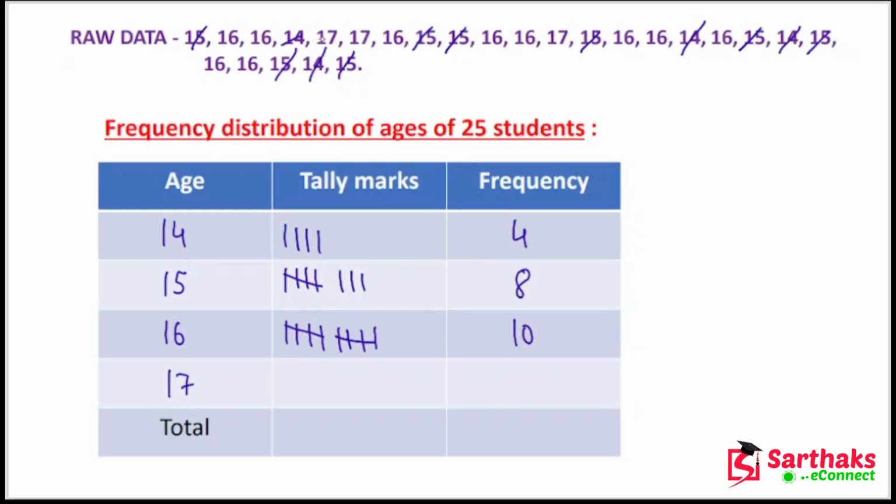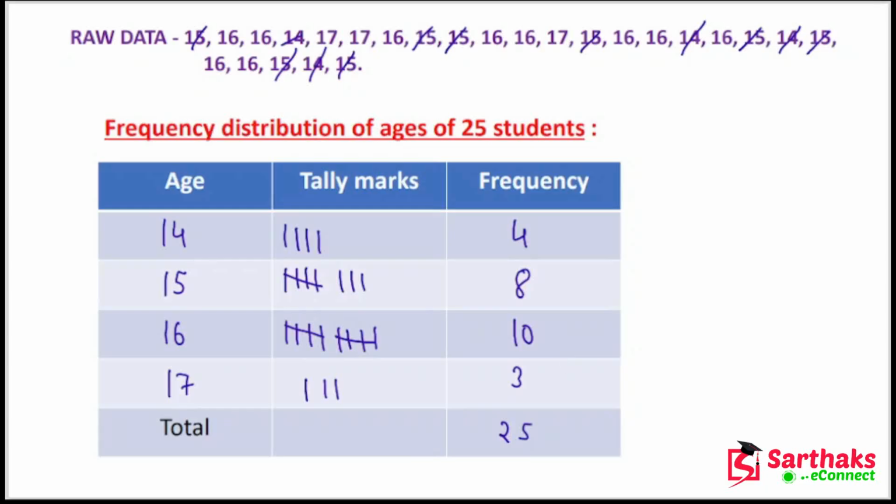Let us see. So 1, 2 and 3. So we have 17 3 times, so we have the frequency 3. Now what does this total mean? You can cross check that you did not make any mistake in the counting. This total should be 25 because these data points are of 25 students. So we can see 4 plus 8, 12 plus 10, 22 plus 3, 25. So this is how we have constructed a frequency distribution for ungrouped data.